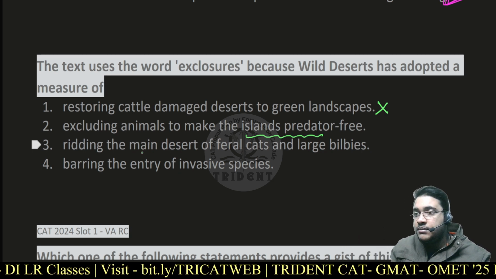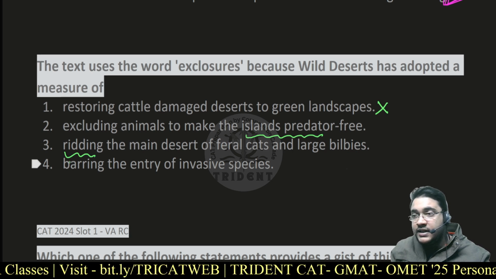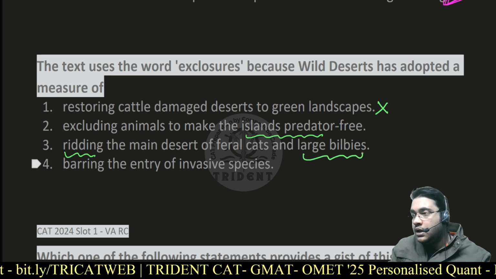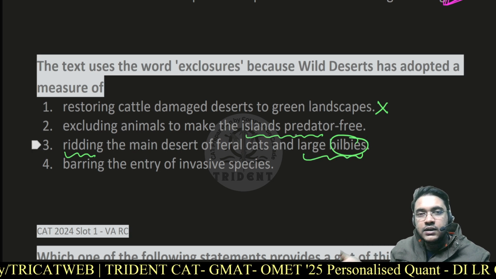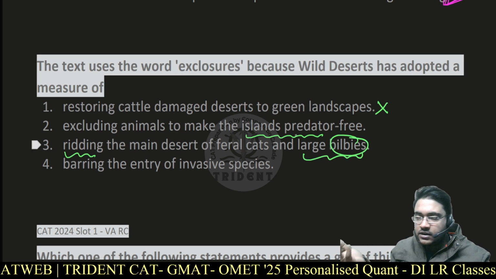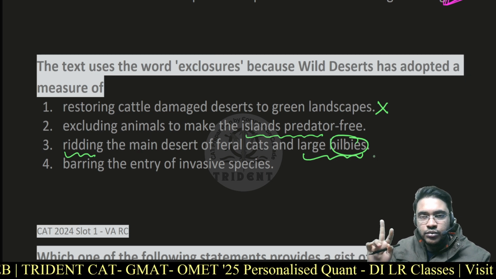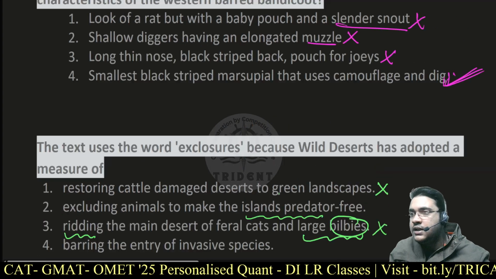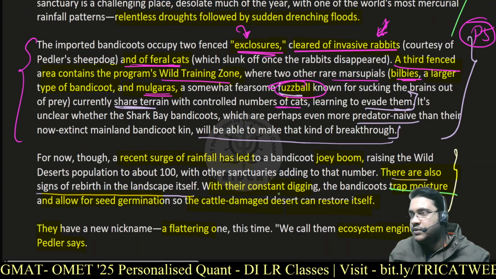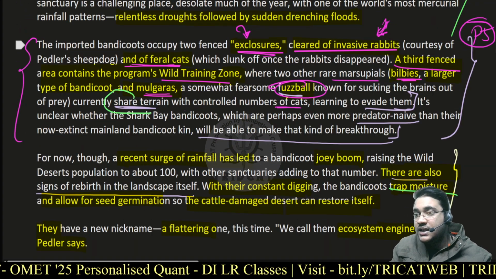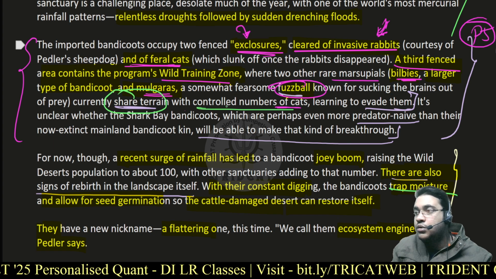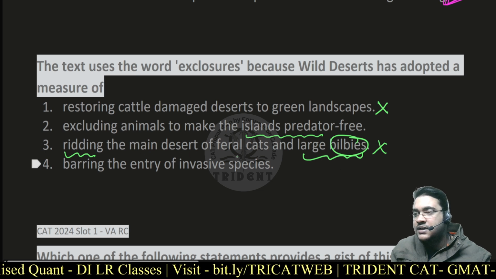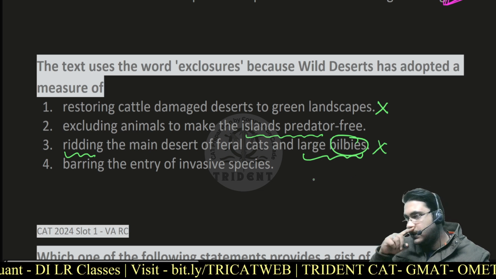Ridding the main desert of feral cats and large billybees. Please read this properly. First of all, large billybees is a part of the WTZ, the western whatever, the two other species. So definitely not one of the reasons. Also, if you read a little carefully, in the fifth para, you will realize that they share the terrain with the control number of cats. So it cannot definitely be that they are ridding the desert of feral cats. So 3 is definitely out of the picture.